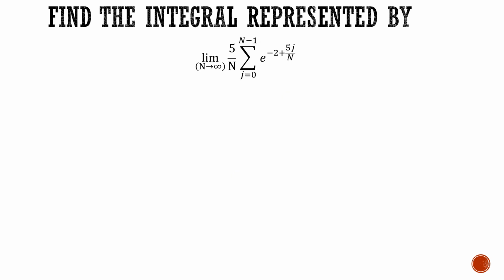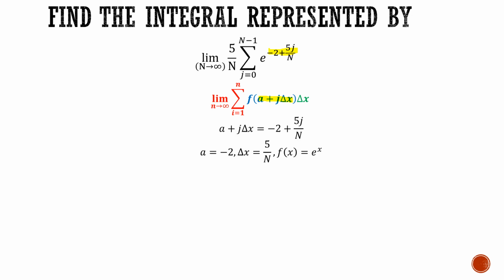Alright, let's try one more example to make sure that we really have it. So again, I'm going to start with my summation formula. And what I need to recognize is that this a plus j delta x has to be this piece right here, negative 2 plus 5j over n. And so once I realize that, I can tell that my a had to be negative 2, my delta x had to be 5 over n, and my f of x clearly looks like e to the x.